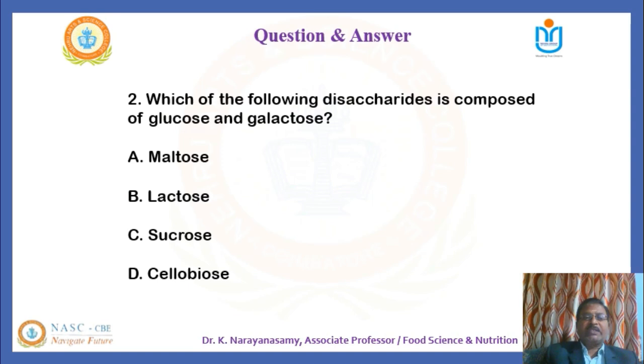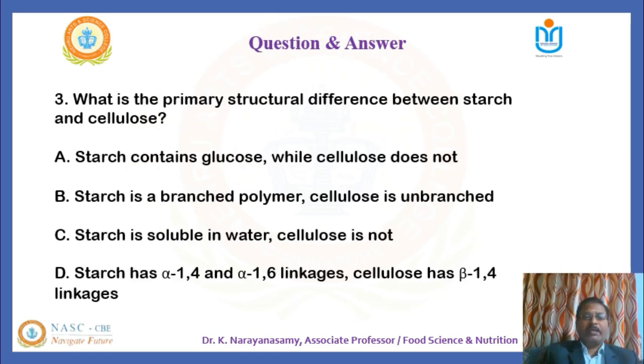Next one. Which of the following disaccharides is composed of glucose and galactose? A. Maltose, B. Lactose, C. Sucrose, and D. Cellobiose. The answer is B. Lactose.